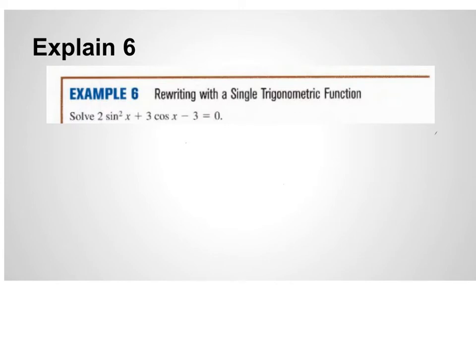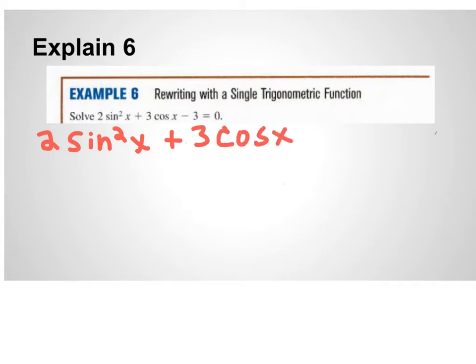Okay, let's go ahead and jump into our problem. So let's go ahead and write the problem down. I have 2 sine squared x plus 3 cosine of x minus 3 is equal to 0. That's 2 sine squared x plus 3 cosine of x minus 3 is equal to 0.